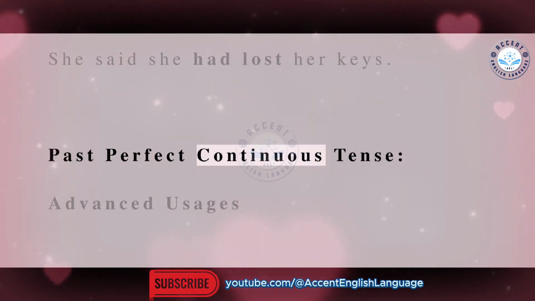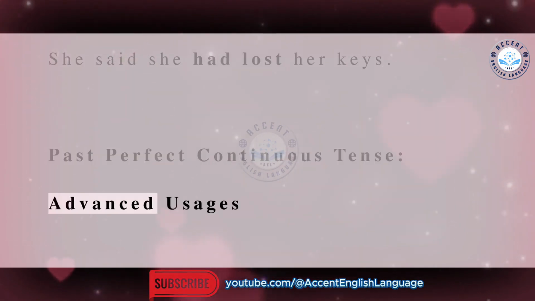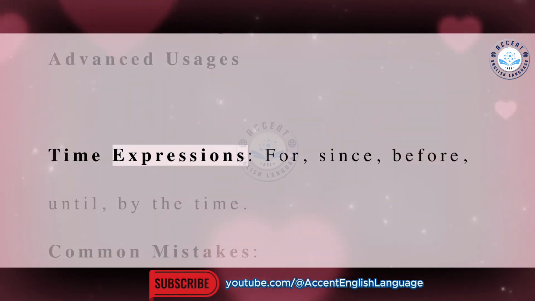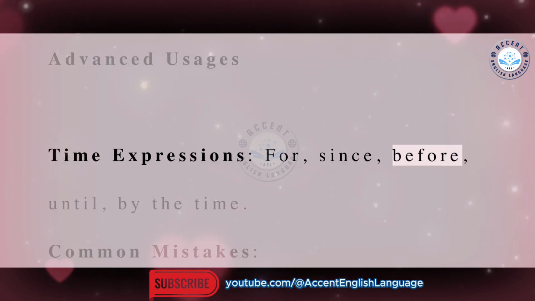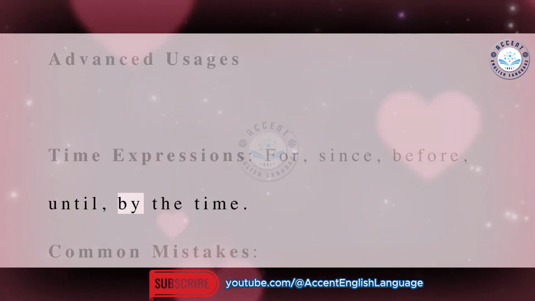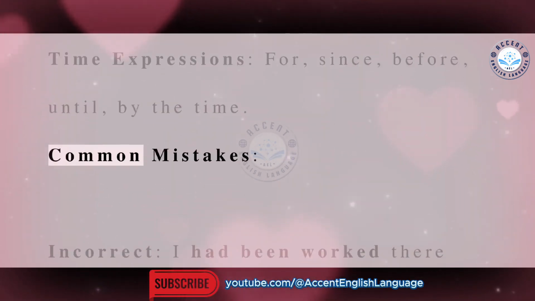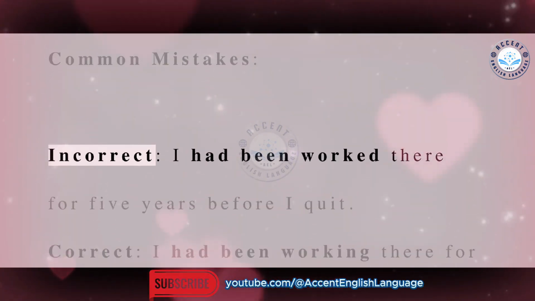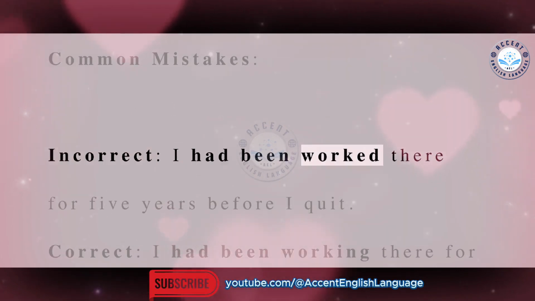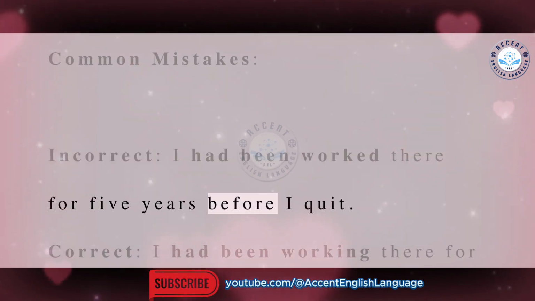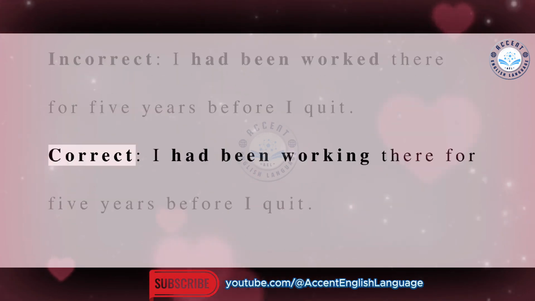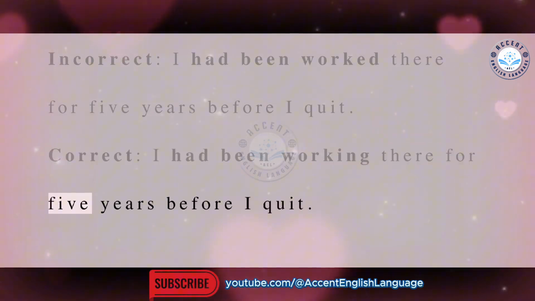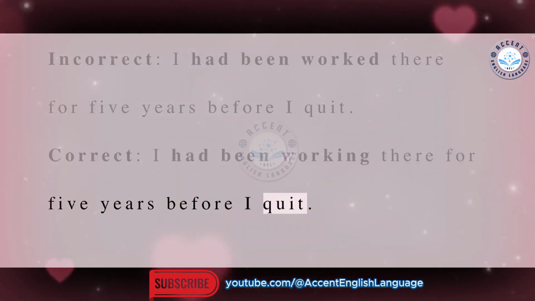Past perfect continuous tense, advanced usages. Time expressions: for, since, before, until, by the time. Common mistakes. Incorrect: I had been worked there for 5 years before I quit. Correct: I had been working there for 5 years before I quit.